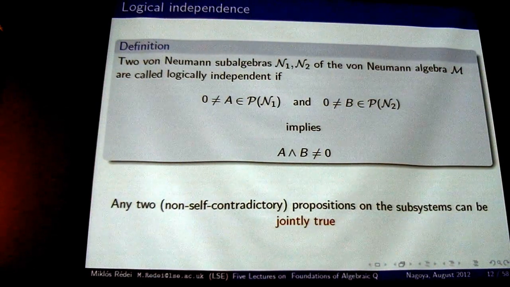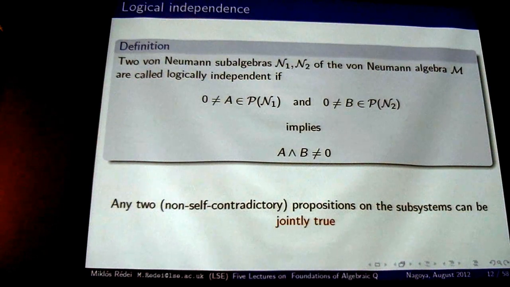The truth of any proposition on one system does not exclude the truth of any other proposition on the other system. This is clearly an independence condition. Okay?